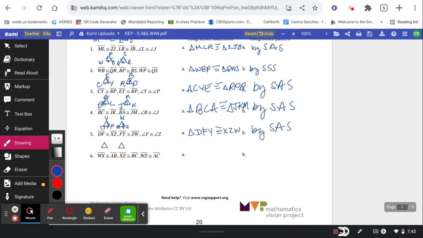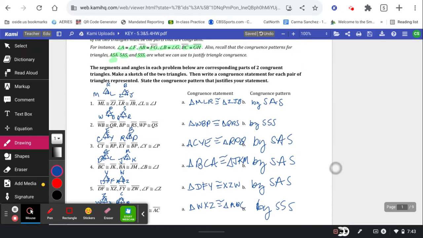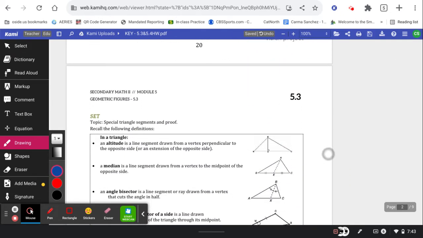Finally, number 6, WX is congruent to AB. XZ is congruent to BC. And WZ is congruent to AC. So triangle WXZ is congruent to triangle ABC. You got it. By side, side, side. Okay, so those are just matching corresponding parts of triangles. Let's look at what's next.